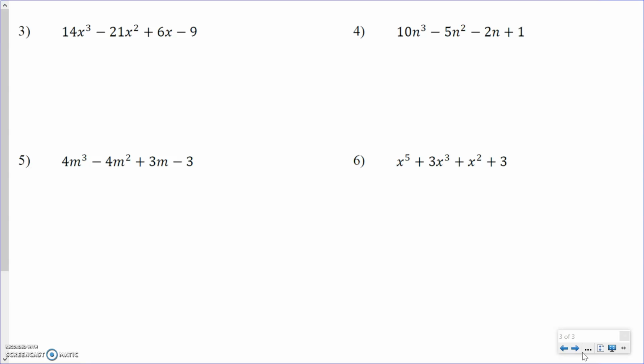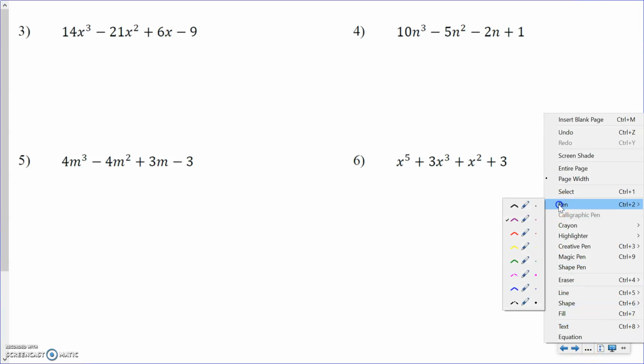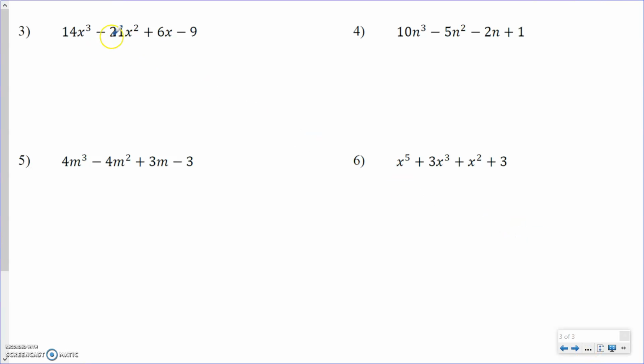Let's look at the next one. Again, check for GCFs first. Okay, check GCFs first. There aren't any. So I'm going to make a red group and I'm going to make a purple group.